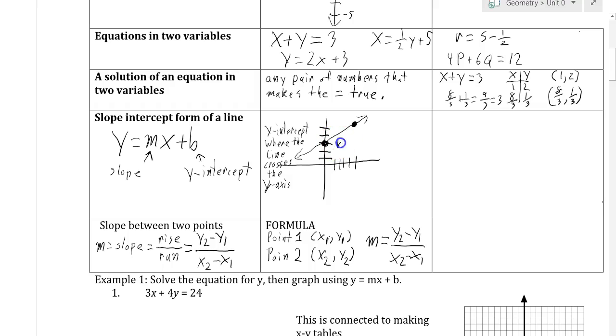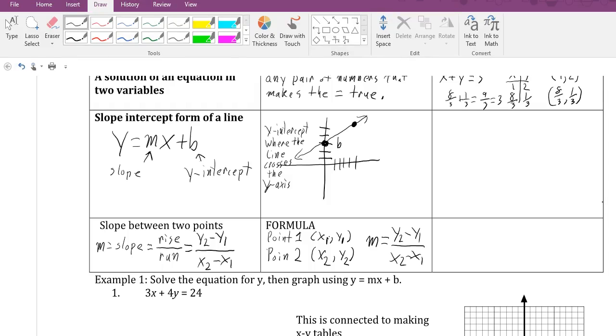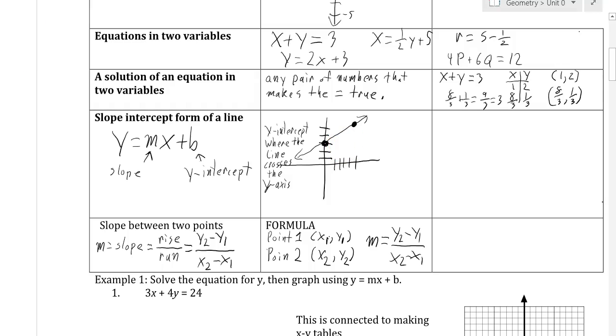And so here our b, well, I don't want to put that right there. Let's move that a little bit. Our b is 3, our y-intercept, where we cross the y-axis. Our slope is how far we rise over how far we run. So we're rising 1, 2. We're running 1, 2, 3, 4, 5.